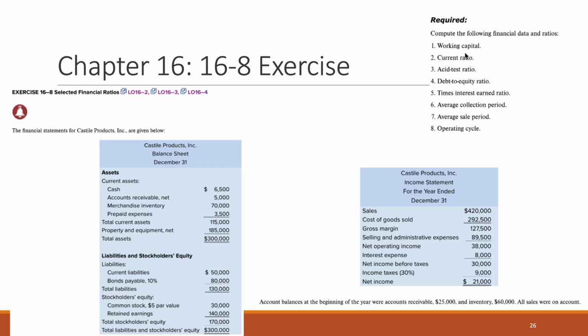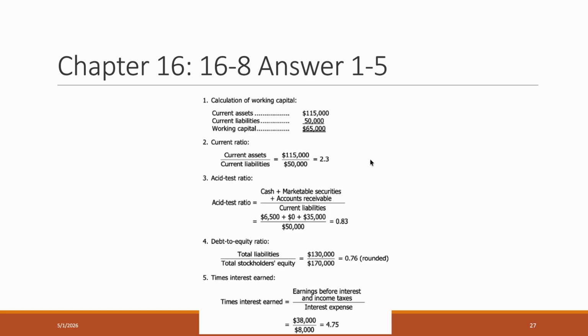Now, to answer what the current ratio is. Current ratio is similar to the formula for working capital. It's going to be current assets divided by current liabilities this time. So make sure you know the difference between the two. And the current ratio for this one is going to be 2.3 as we divide 115,000 by 50,000. Now moving on to the acid test ratio.